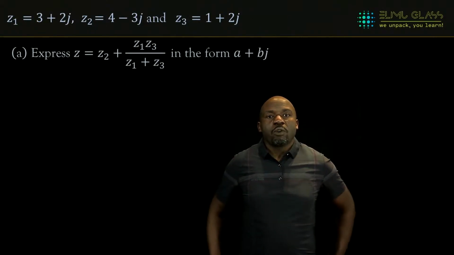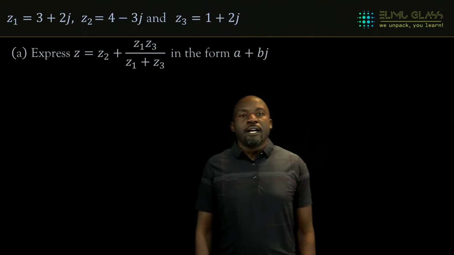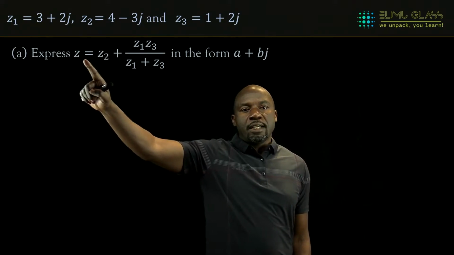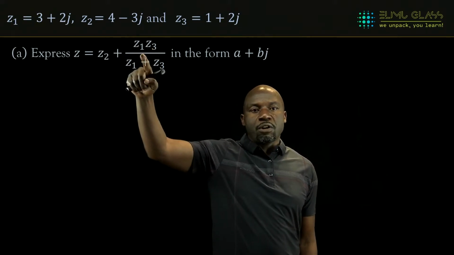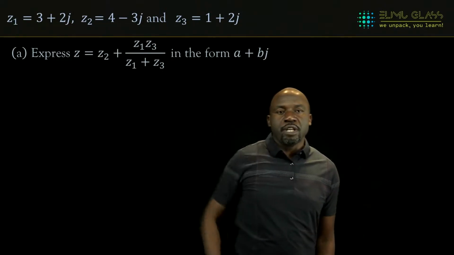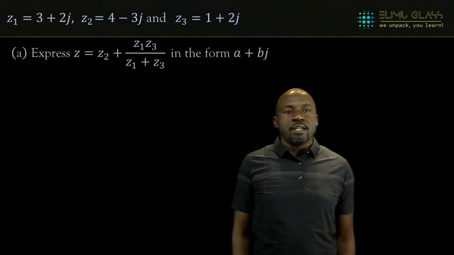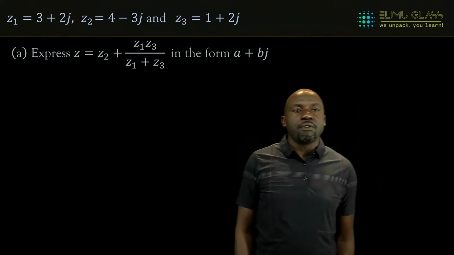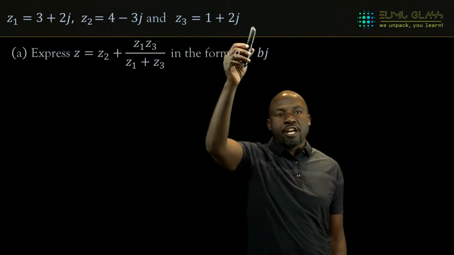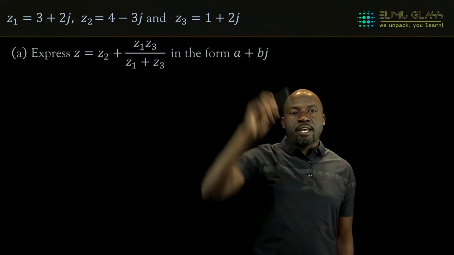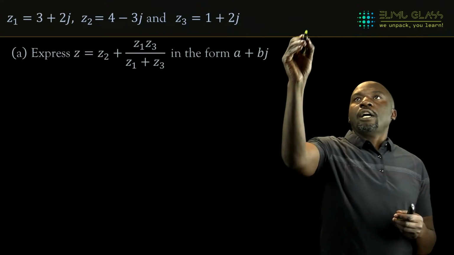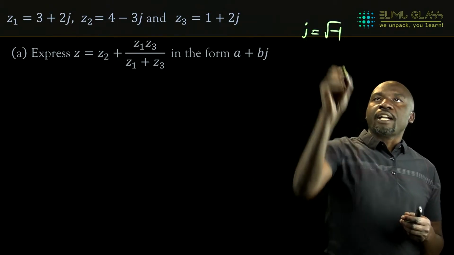Okay, so part 1 of the question requires us to find the complex number z, given that it is made up of 3 different complex numbers, z1 being 3 plus 2j, z2 being 4 minus 3j, z3 being 1 plus 2j. And before I go on, if you're an engineering student, especially electrical engineering, we use letter j there to represent the complex number. That is to say that j is the square root of -1.